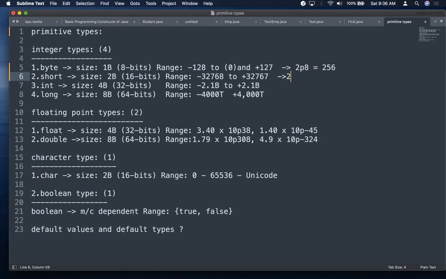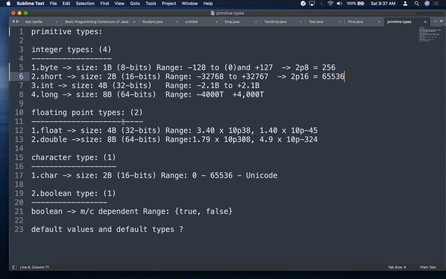So the total number of values possible is 2 power 16, which is 65,536 actually. Let me write this one down here as well.